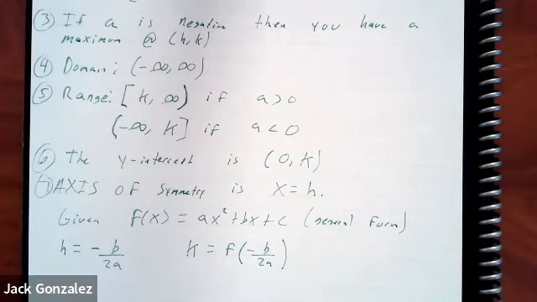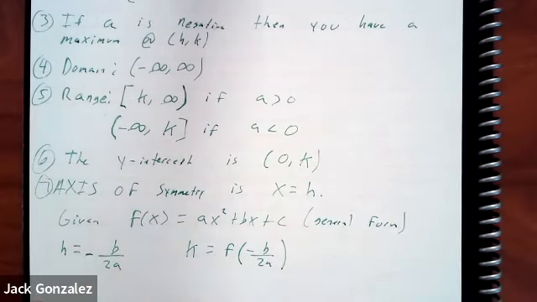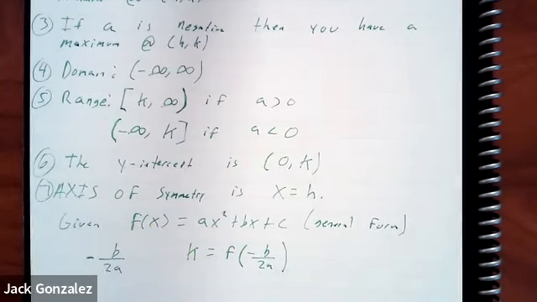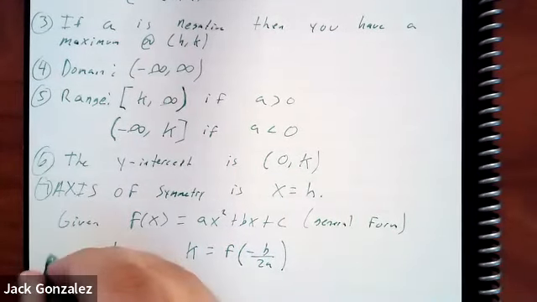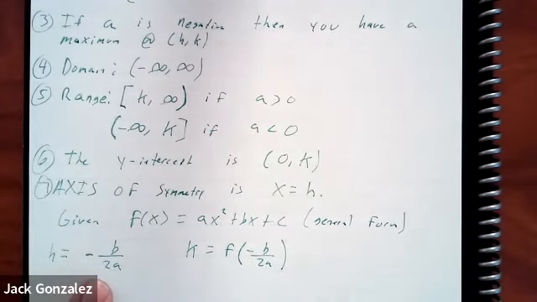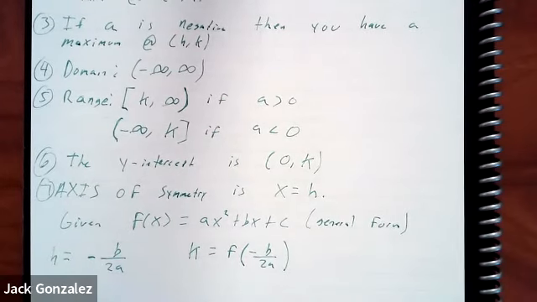The whole thing is negative B over 2A. Maybe it's better if I put it up here in front, because if the B is already negative, it would become a double negative. And to get K, you just plug in whatever this is into the function. That's it. You guys cool on this page? All right. Start the example in a second.